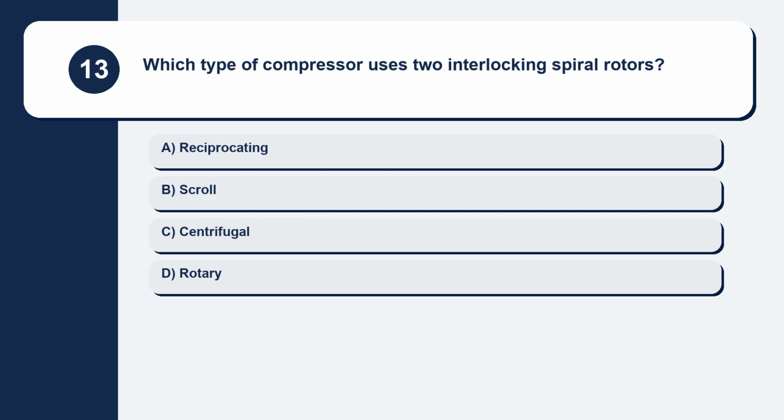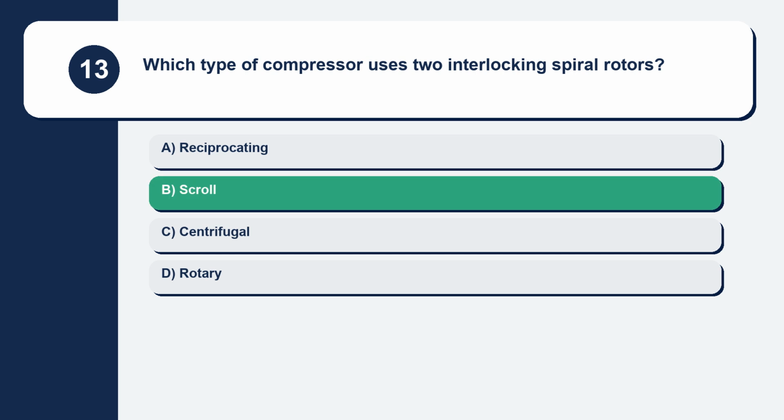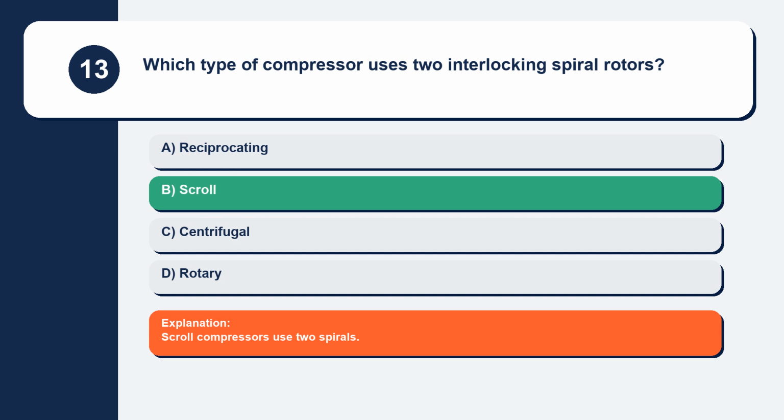Question 13. Which type of compressor uses 2 interlocking spiral rotors? Reciprocating, scroll, centrifugal, rotary. Scroll compressors use 2 spirals.